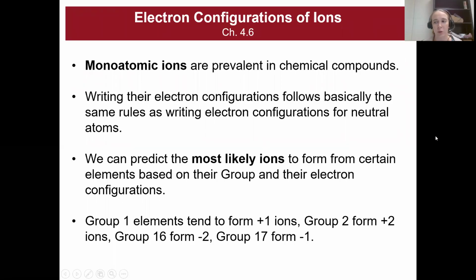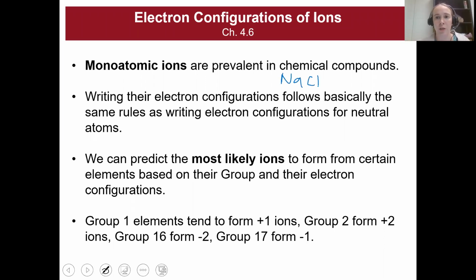Howdy class. So today we're going to be talking about ions, so electron configurations of ions instead of neutral atoms. Monoatomic ions, meaning that it is made up of one atom. Those monoatomic ions are prevalent in chemical compounds, so you'll see them a lot in the future, and you probably know of a lot of them. For example, good old table salt. Sodium chloride is made up of two monoatomic ions, sodium ion and chloride ion.